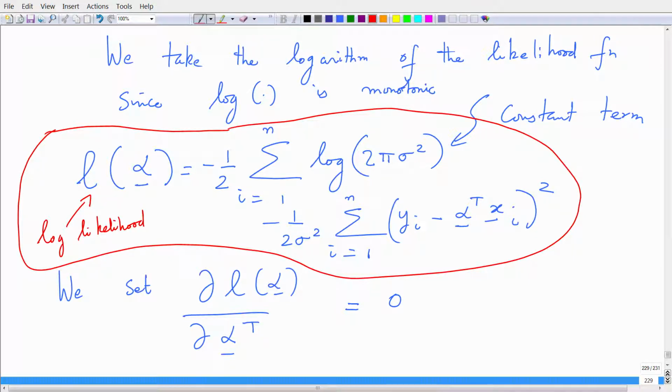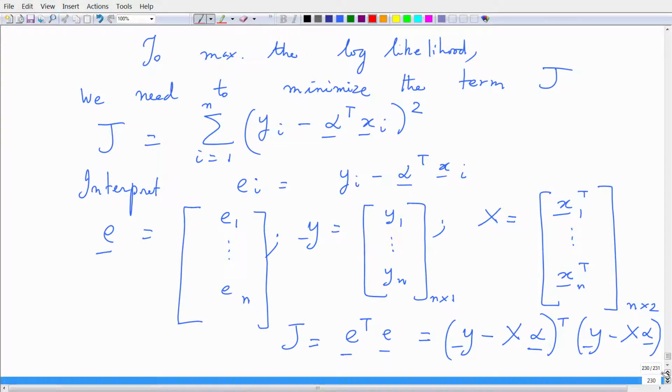Maximizing this log likelihood function is tantamount to minimizing just this quantity, summation i equals 1 to n of yi minus alpha transpose xi, squared. This is an important observation. So, to maximize the log likelihood function, we have to minimize the term J which is given by this quantity, because there was a negative sign sticking there. So, we got rid of it and we have this in terms of the positive quadratic cost.